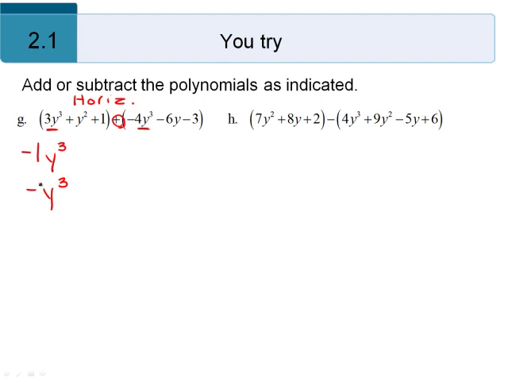Okay? And a lot of times in WebAssign, they don't like you to write the 1. Even though technically it's there, the simplest form is considered just negative y to the third. So be careful about that. Now, one thing I like to do is cross them off as I go along, because a lot of times it's not that you don't know what you're doing. You skip over terms or you drop a term, and that's when you end up getting a wrong answer.